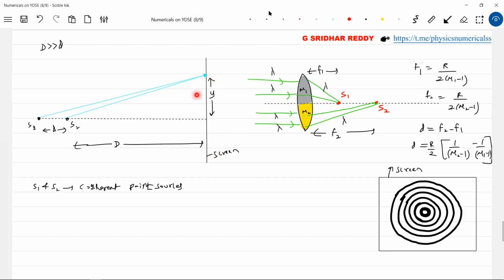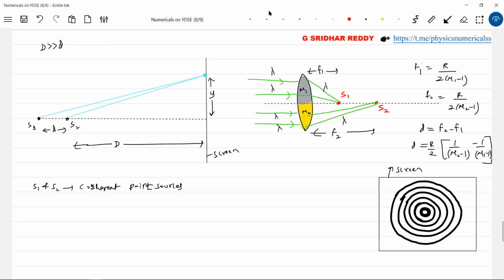So therefore, how will the pattern be? The pattern will be alternate bright and dark rings. So I want an expression for the radius of the nth bright ring. And what is the order of interference? How will that order occur? That has to be determined here, and that's what we are trying to do.